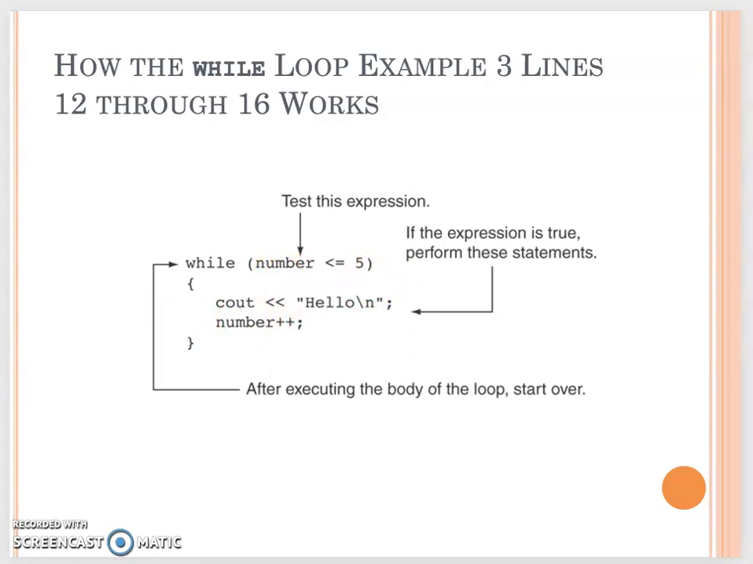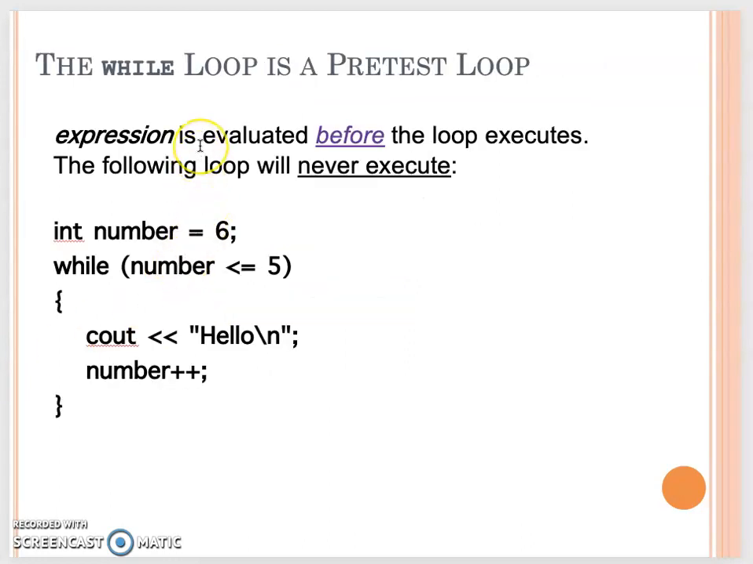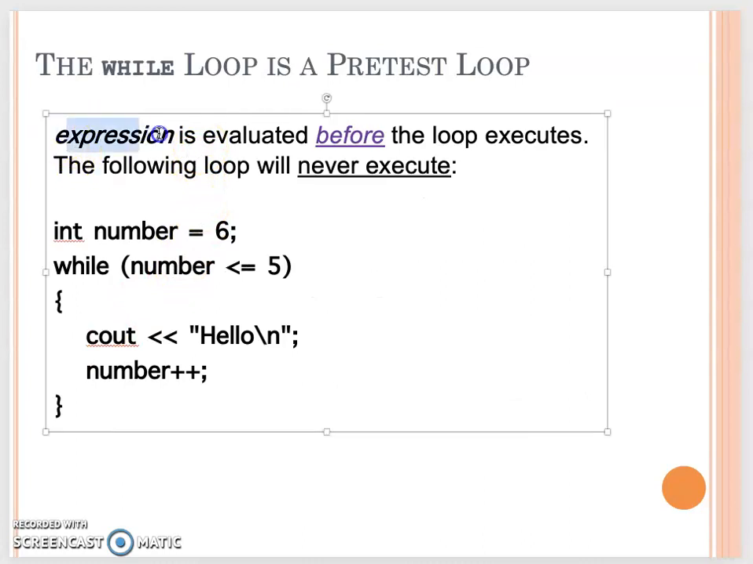Otherwise, we have a situation where the expression after the while is evaluated before you go into the loop. So that's why sometimes your loop may never execute. For example, we change number equal to 6. So number equal to 6, is 6 less than or equal to 5 true or false? False, right? Since this is false, it right away skips this code block and goes to the next line.